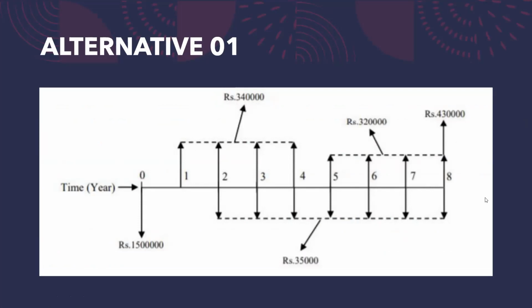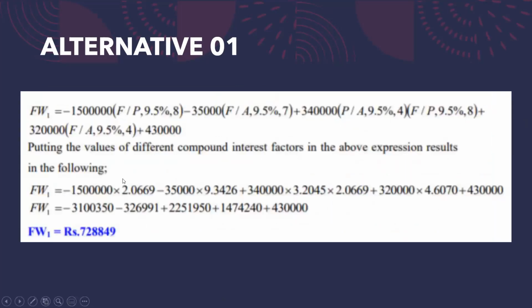So this is the cash flow diagram for alternative one. Based on this cash flow diagram, if you calculate the future value, we can use this particular formula or format, or else we can simply do the calculation using the equations that we learned in the previous lessons. You will get the future value of 728,849. This is a simple calculation where you need to know the present value, interest rate, and the number of years.